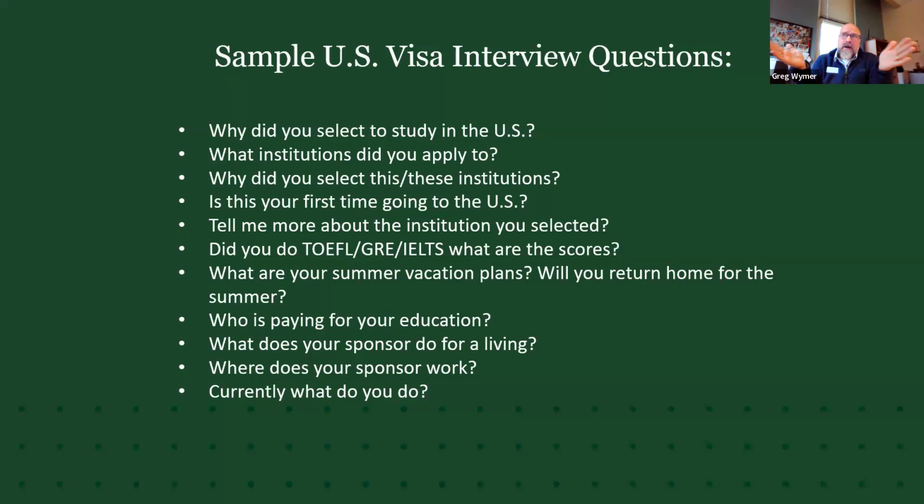So, why did you select to study in the United States? That might be a question that they ask you. What institutions did you apply to? Did you only apply to Colorado State or did you apply to several? Why did you select this institution? Why did you select Colorado State University?